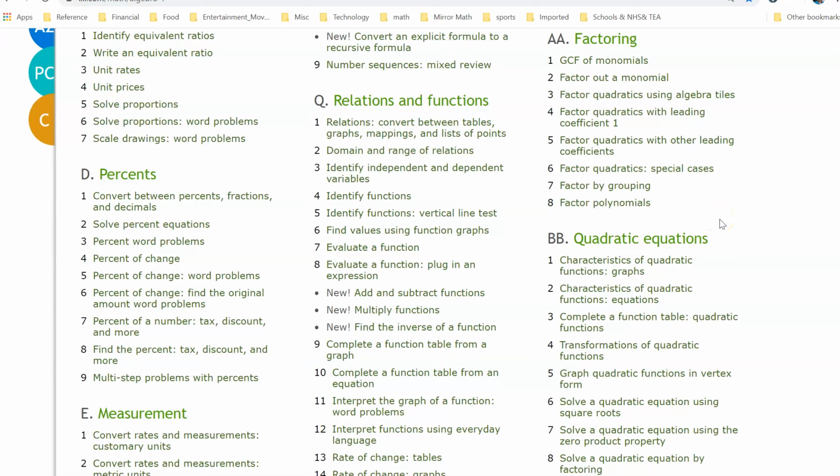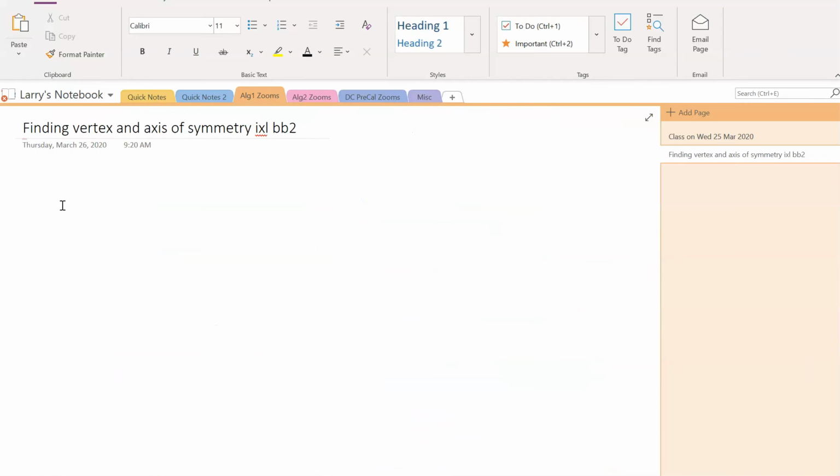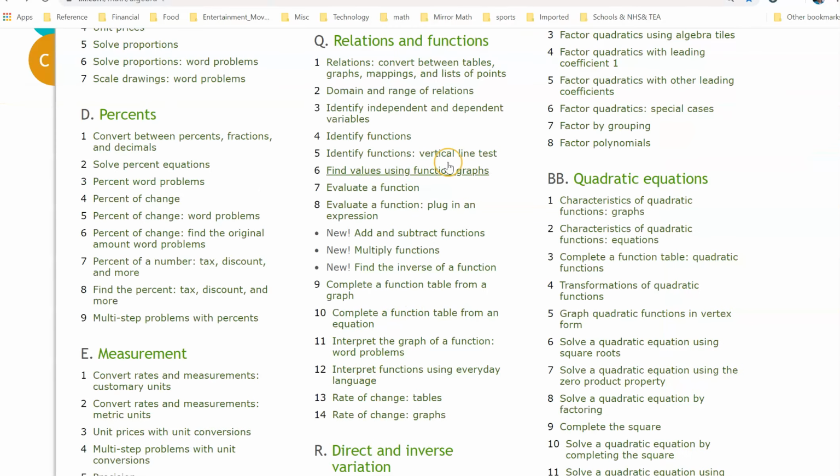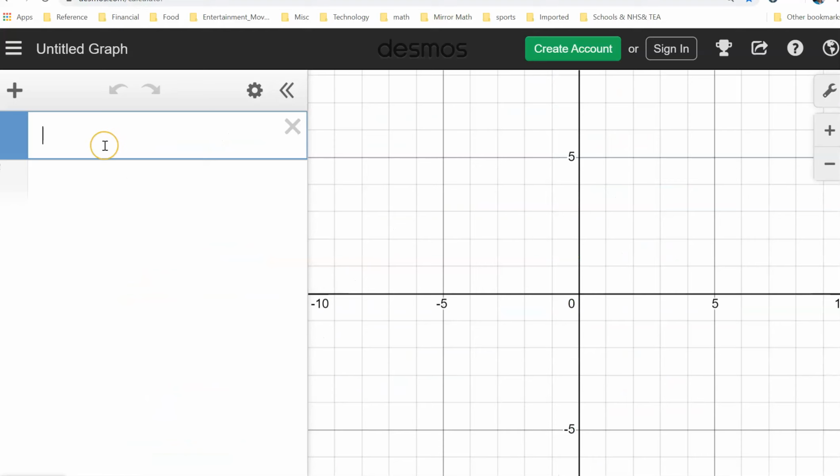Okay, in this video I'm going to show a couple of examples of using both a graphing calculator on Desmos and the formula to find the vertex and axis of symmetry. We're doing IXL bb2. So the problem says find the equation of the axis of symmetry for y equals x squared minus 2x plus 2. Well, let's simply use Desmos to solve this one.